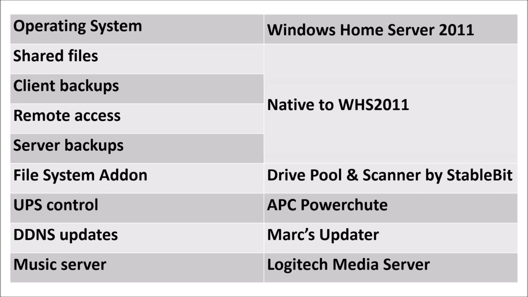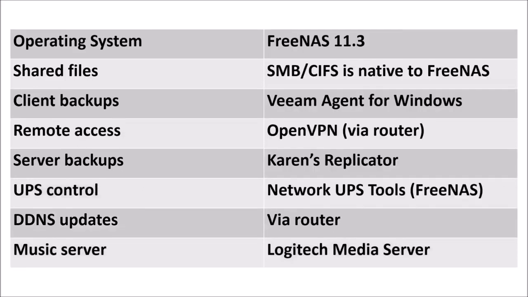So this is what I needed to replace, and this is what I came up with. So I'm going to use FreeNAS. I'm at version 11.3 now. It has native sharing of server message block, also called common internet file system, to share files throughout my local area network. I found a program called VM Agent for Windows, which is enterprise quality. It's free. It's from a German company to do client backups on a regular basis.